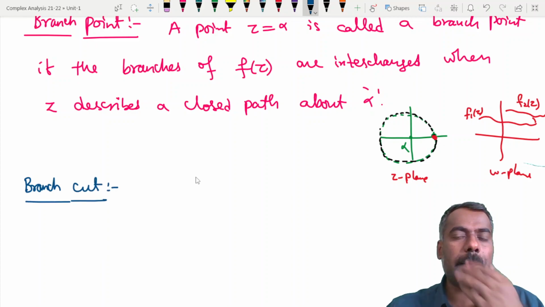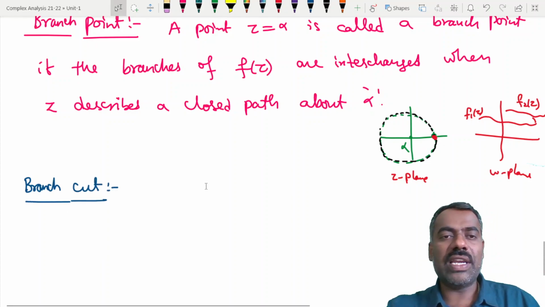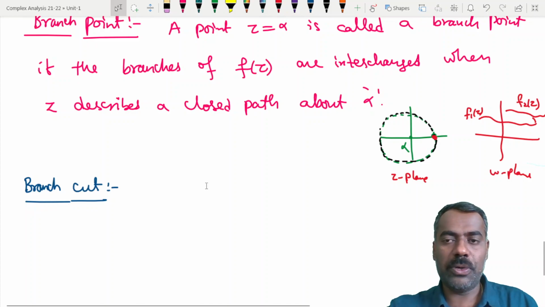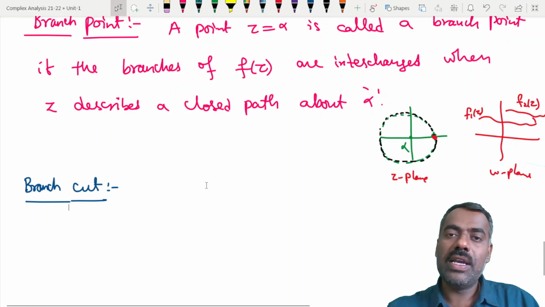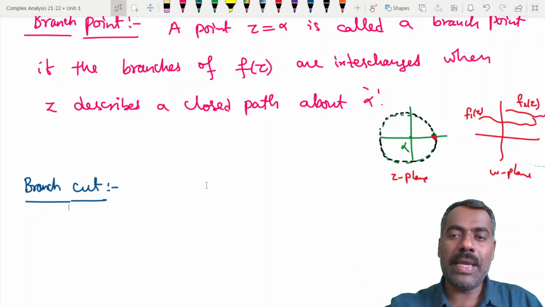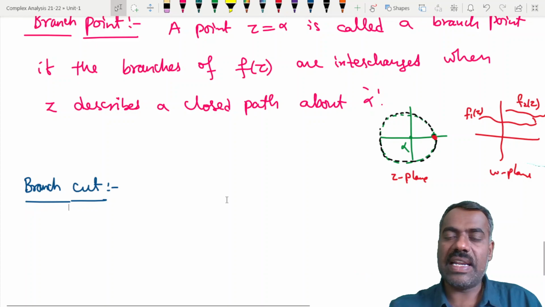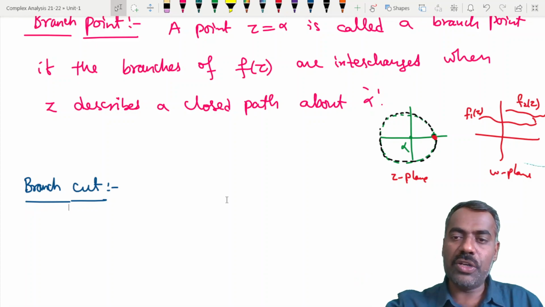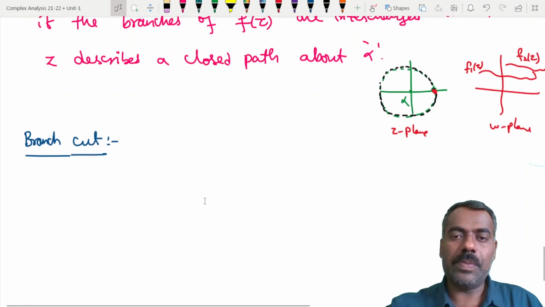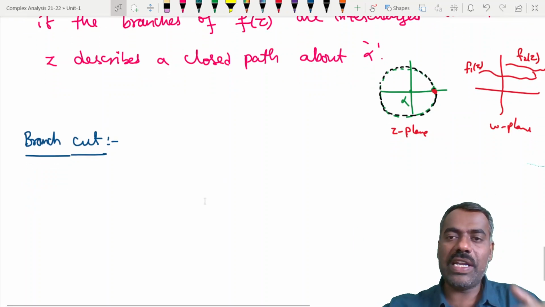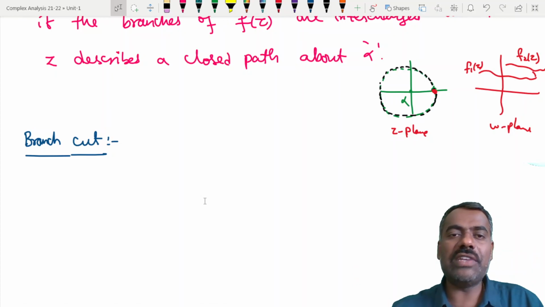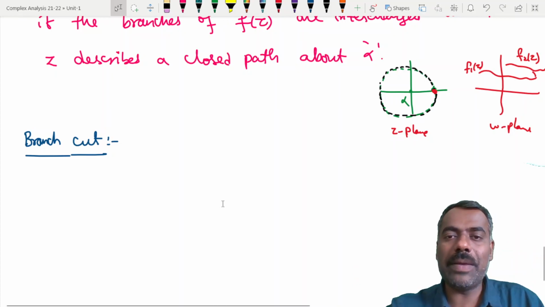What it says is that the portion, you can call it a line or a portion of a line or a portion of a curve, which makes the multivalued function into a branch. Is that clear? That means a portion of a line or of a curve is introduced to get a branch. That means if you remove that part, then whatever multi-valued function you have will become a single valued function. That means it will become a branch.